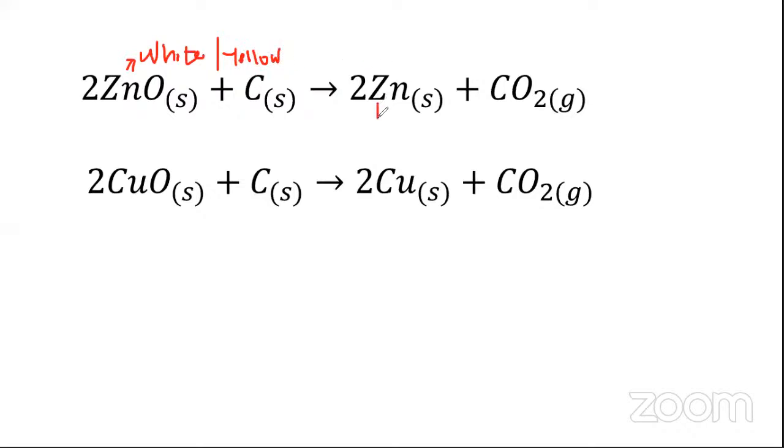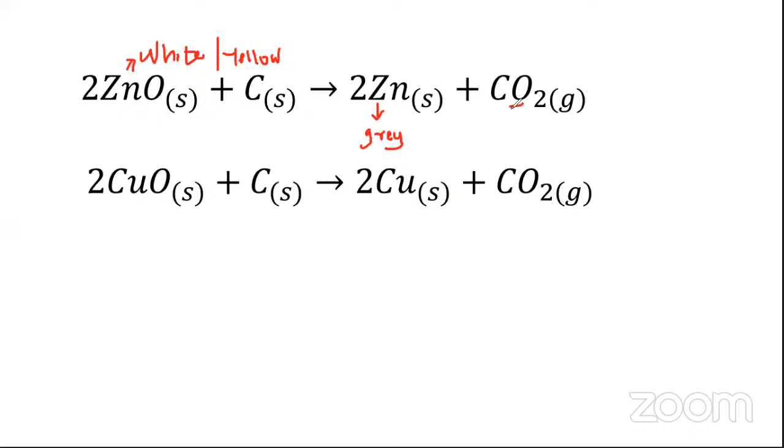Then zinc here is a gray solid. Zinc metal is gray in color. Then this one is a colorless gas. Normally they ask us these questions to write the observations. Observations are what you write, what you see when a reaction is taking place. So given that heating is involved, the white solid will turn yellow when it gets hot, and we shall form a gray metal and also a colorless gas, which is carbon dioxide.